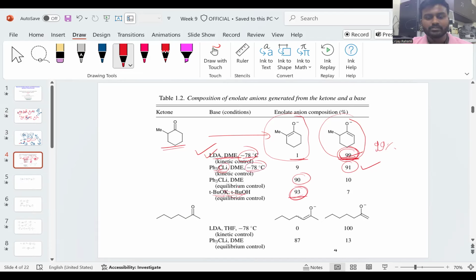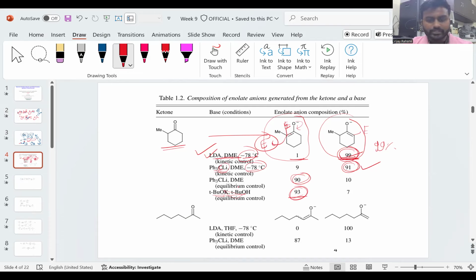Let's say if you look at these two, at minus 78, the kinetically controlled product is formed, and at room temperature the enolate formed is the thermodynamically stable one, and the product is also formed in the same manner, right? After that, if you add any electrophile, the enolate adds to the electrophile, right? So that's why the product formed gets the electrophile at this position.